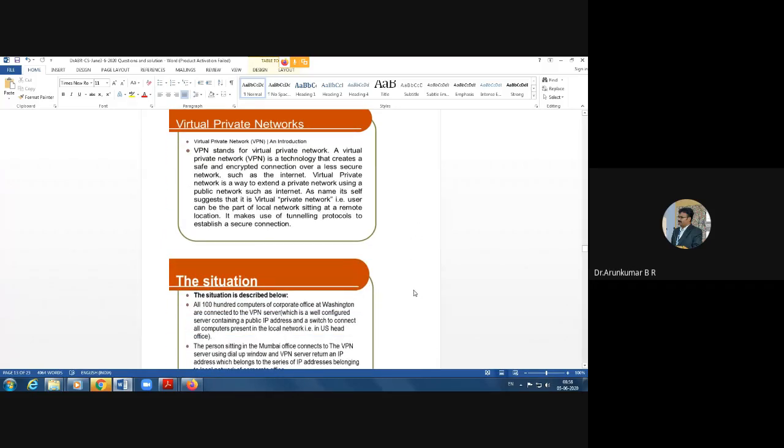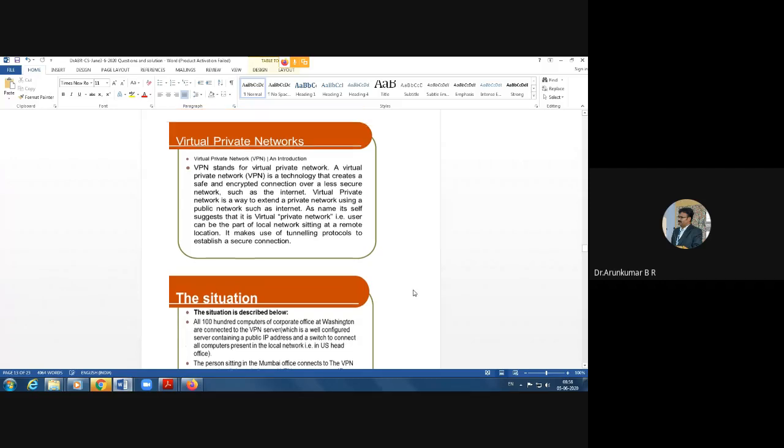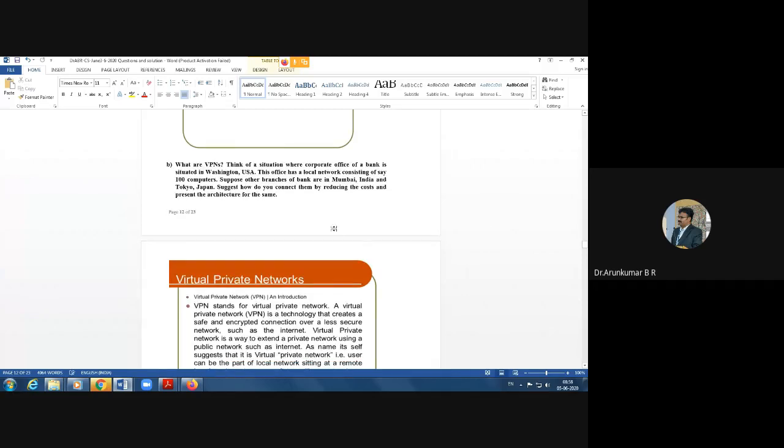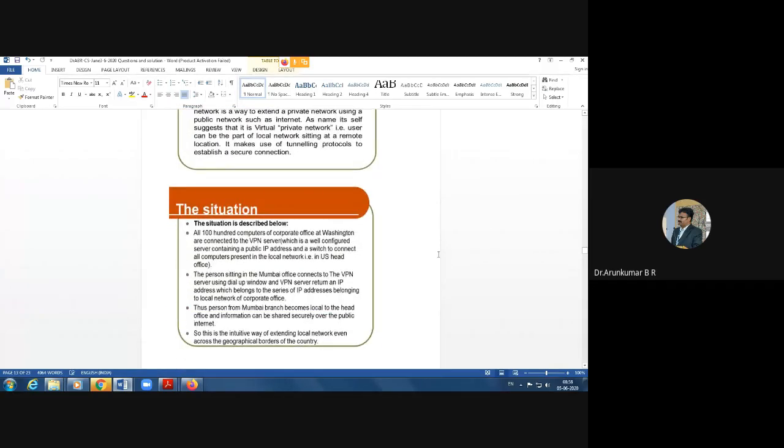Let's think of a situation as given in this problem. They said there is a corporate office in Washington, and the office has a local network consisting of, say, 100 computers. Suppose other branches of the bank are in Mumbai, India, and Tokyo, Japan. How do you connect them by reducing the cost? So the problem is clear. The situation of the problem can be described as follows.